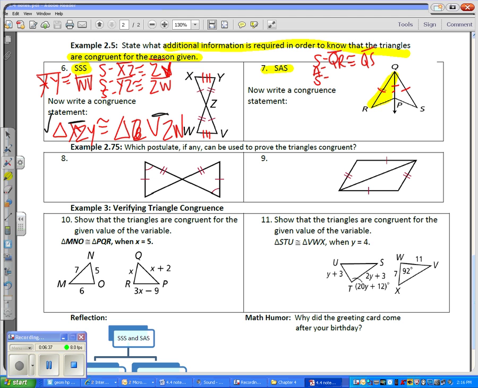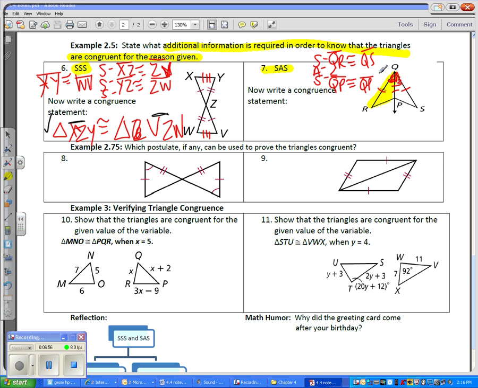But if you notice, QP is in both triangles. It touches both triangles, and it's got to be congruent to itself. So that's going to be my second set of sides. Now that angle, I know that angle needs to be in between those 2 sides, touching it. This angle touches both sides, and this angle touches both sides. So now I just need to write that down.